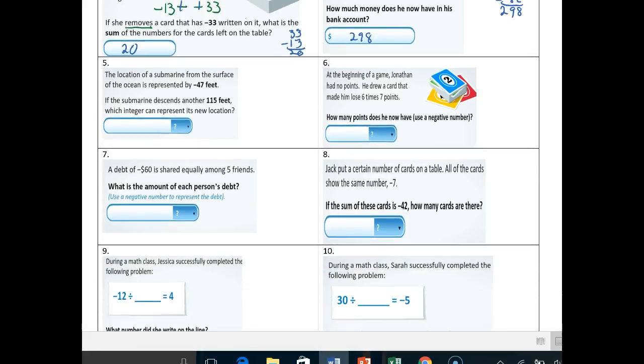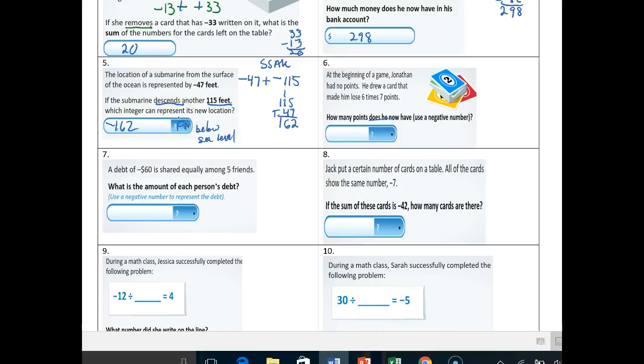The location of a submarine from the surface is represented by negative 47 feet. If the submarine descends another 115 feet, you could do negative 47 plus negative 115. What's its new location? SSAK. So we have 115 plus 47. Same signs add to keep. So 2, carry the 1. 1, 2, 6, and 162, but keep the sign. So negative 162 feet below sea level, probably. If it doesn't have below sea level, then it's just feet.